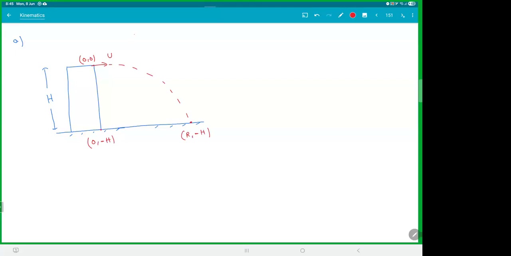And what are the speeds? Horizontal speed ux is u, and vertical speed uy is 0. That's all the information you have. Next thing.